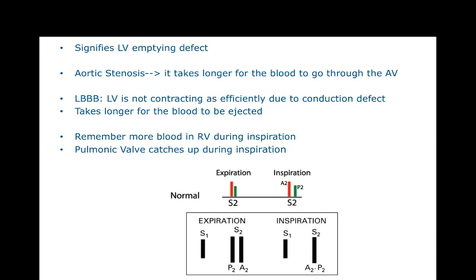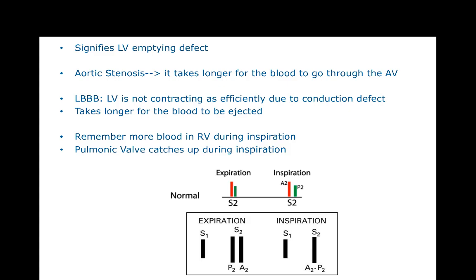Paradoxical splitting. So what's paradoxical splitting? So we said usually the aortic valve closes before the pulmonic valve. So what happens here, your aortic valve closes actually later than your pulmonic valve. So what would cause that? So first of all, aortic stenosis. Same idea as pulmonic stenosis as we talked about before. Here, now it takes longer to push the blood through the aorta.